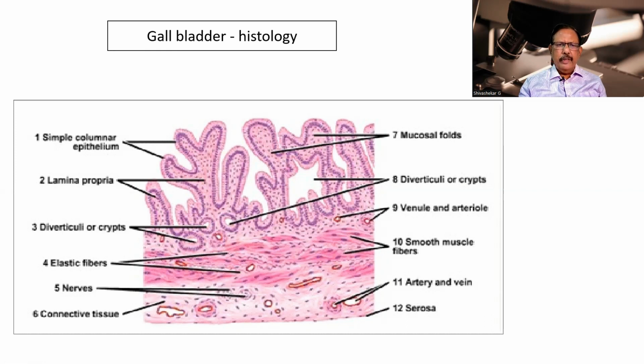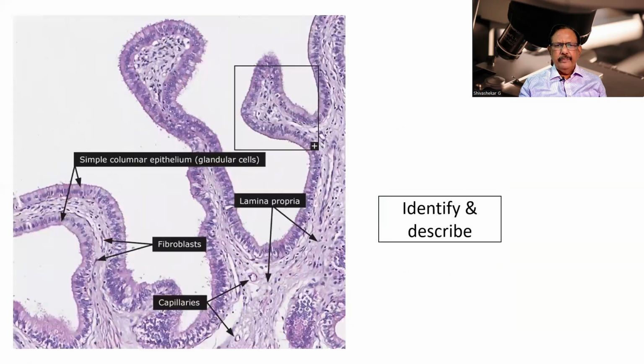So this is the histology of the gallbladder. We shall remember it because it is important. A very common specimen that we shall be seeing. Again, a beautiful one. I would like you people to kindly identify and describe it on your own. All the names are given over here, but there should be a play of words.